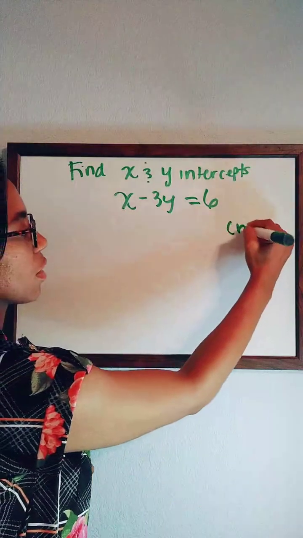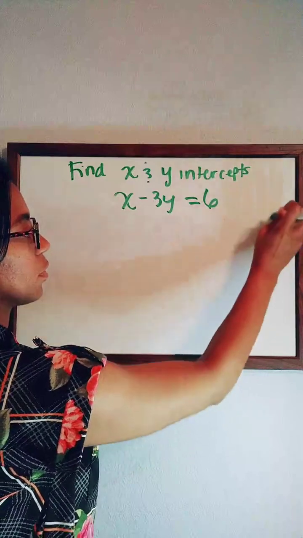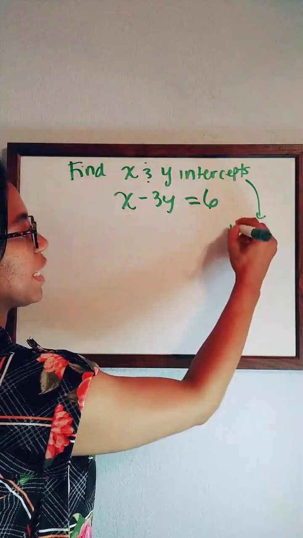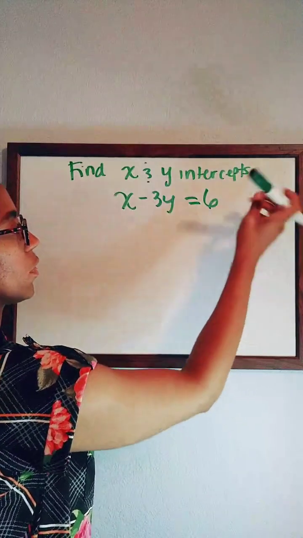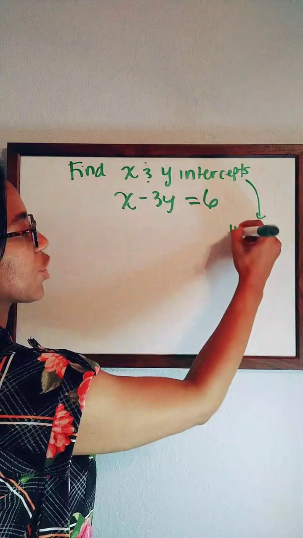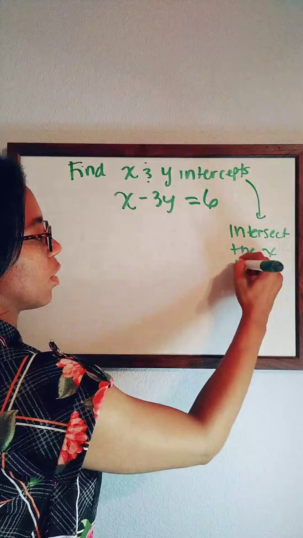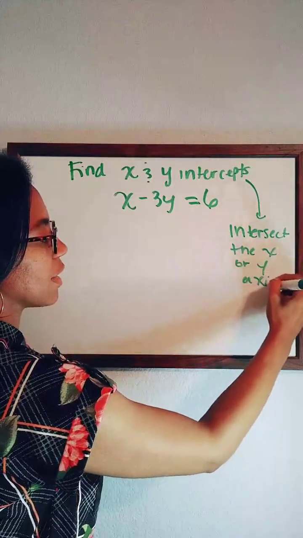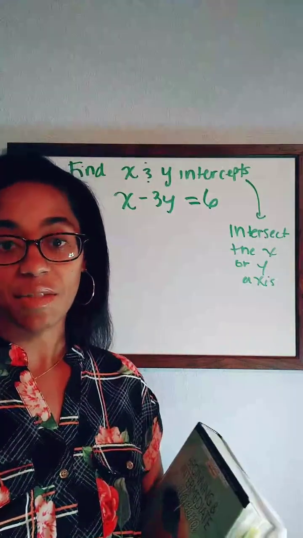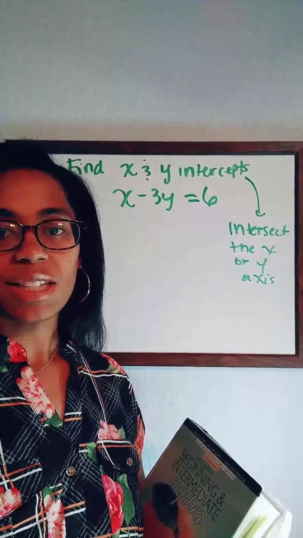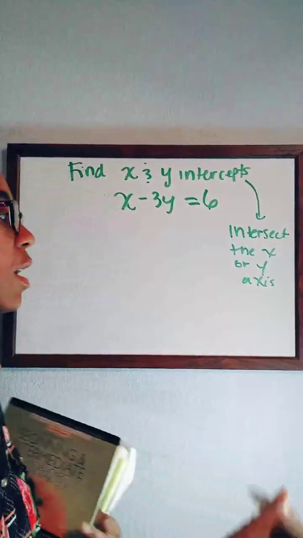Intercepts cross or intersect. Let me say intersect. So intercepts intersect, because that helps me remember the x or y axis. That's how we know that it's an intercept, because they have to cross or intersect it. Very good. And we're going to substitute in 0 because that's what makes us sit on one of the axes.